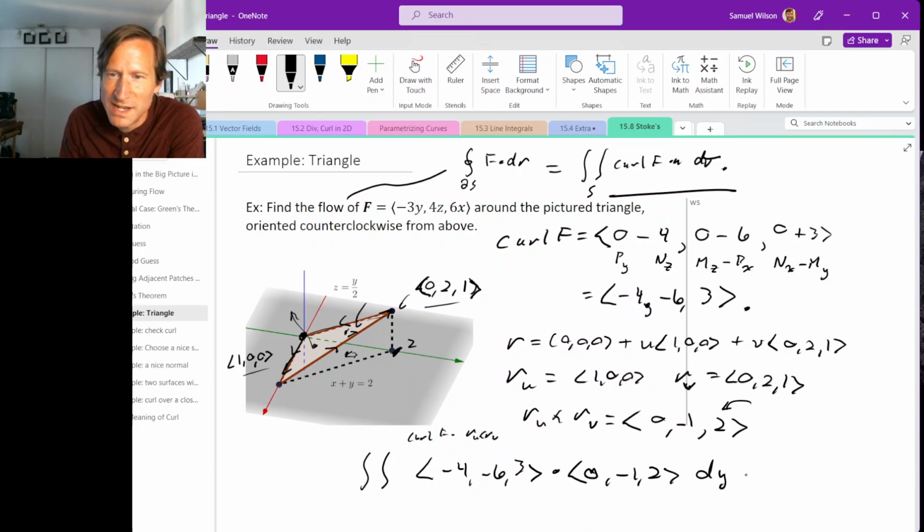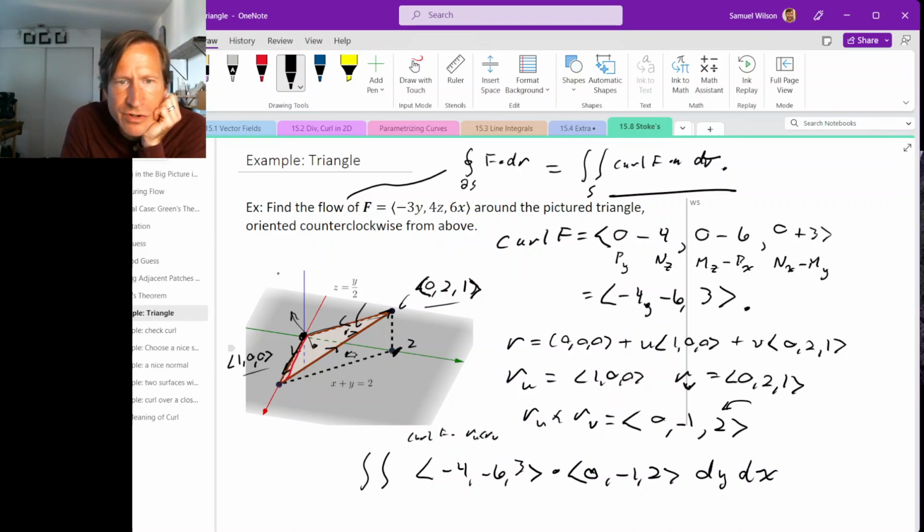Let's do dy dx. Okay, so now we need to write down bounds that will cover this triangle in the xy plane. I'm sorry, no. Right, u is x, but v is not y. So let's see.